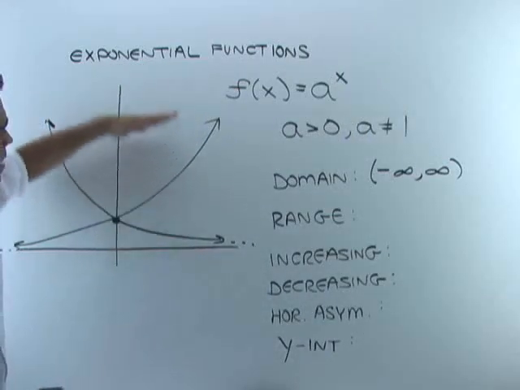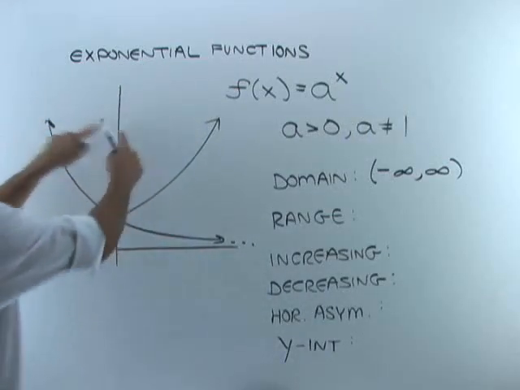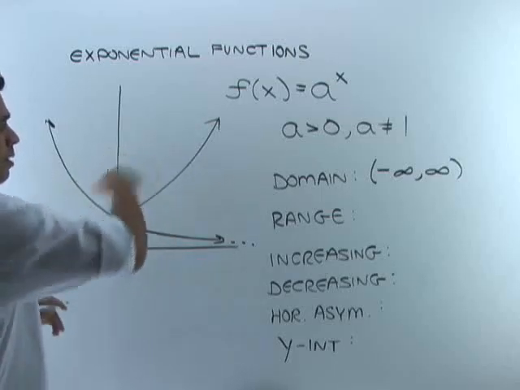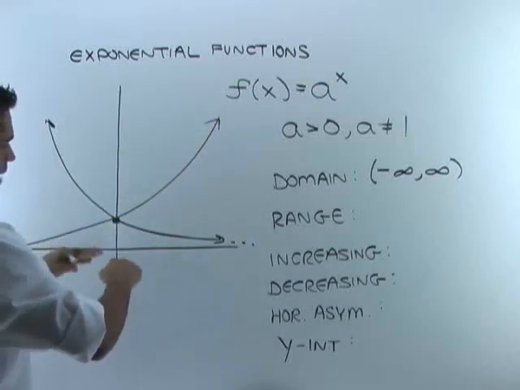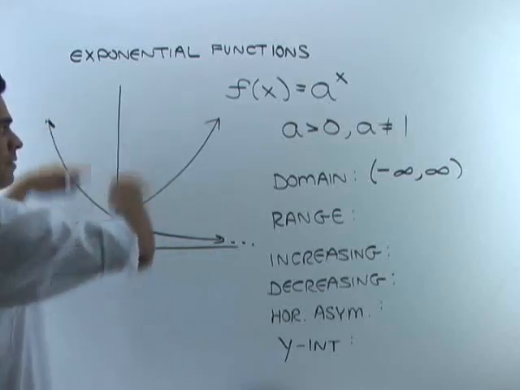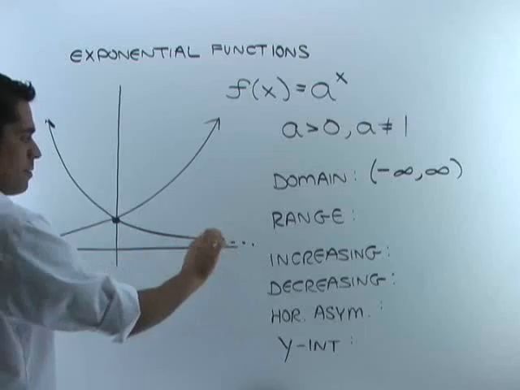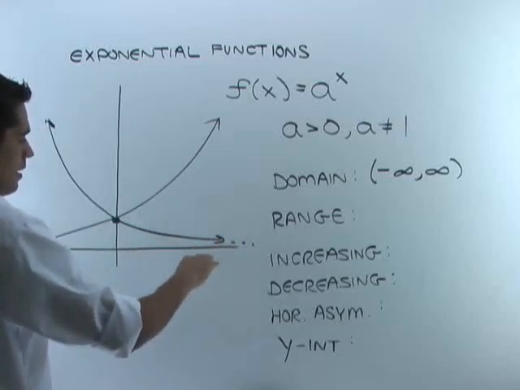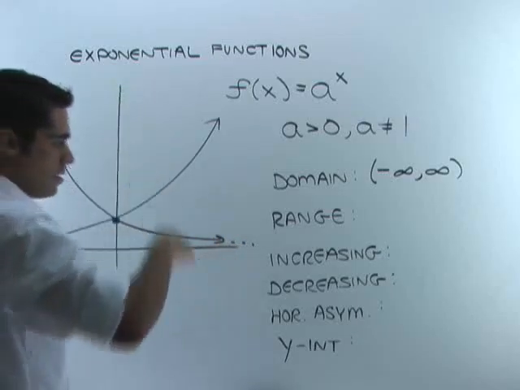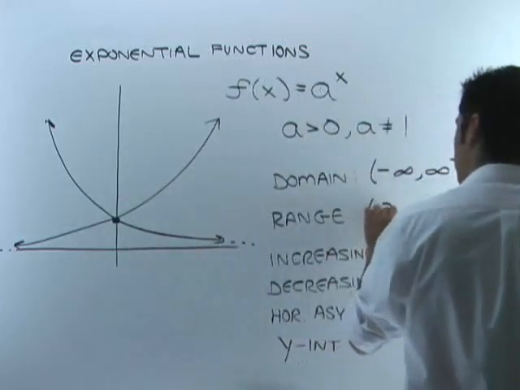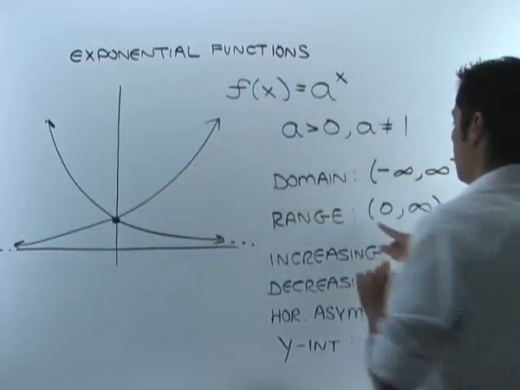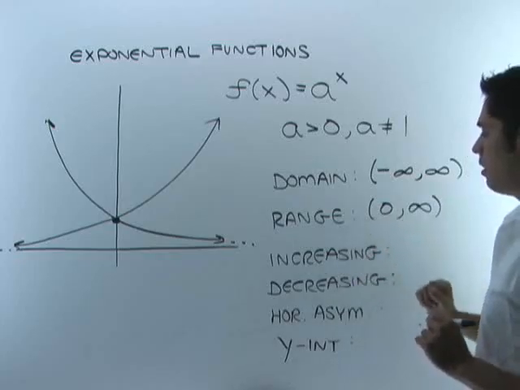The range are the y values. So where on the y-axis can we look to the left and right and see part of our graph? Well, it's obvious that above the x-axis we always have a picture. Below the x-axis we don't. And on the x-axis, remember, since we never touch it, we don't have anything. So it's everything greater than 0. So we'd say everything from 0 to infinity, put a parenthesis on the 0 because we do not include 0.